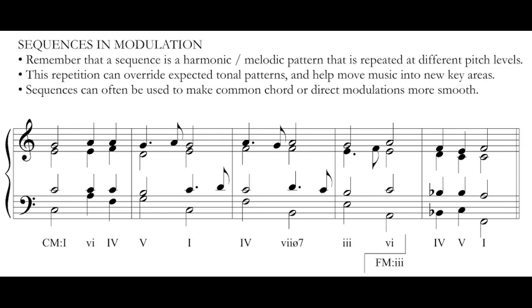The sequence allows us to move much more smoothly from one key to the other. The repeated pattern, in this case again, that circle of fifths pattern, helps us get away from the strong harmonic sense of C major, and that allows us to sort of slide very smoothly into the new key of F major. Sequences, very useful in modulation, useful in helping smooth out direct modulations and common chord modulations. And so as we listen to more music and analyze more music, we'll keep our ears open for these sorts of patterns.